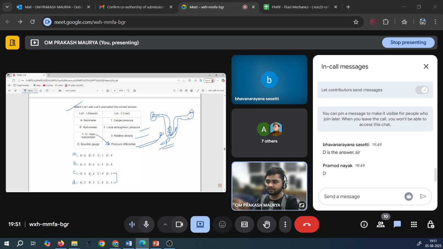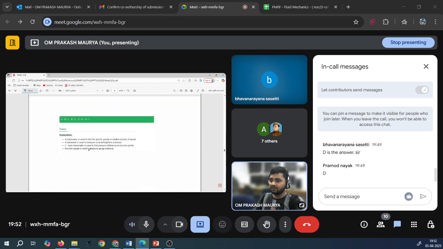And now let us find for B or A. For B, that is hydrometer, it is used for relative density. Remember please. And barometer is of course used for atmospheric pressure. So the approach should be like that. So yes, option D will be correct.